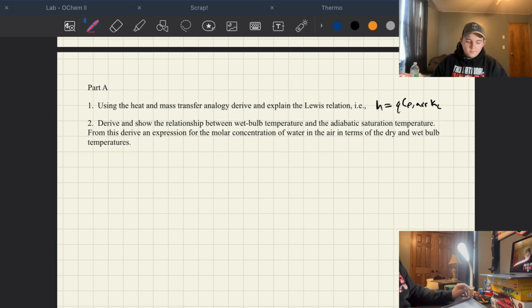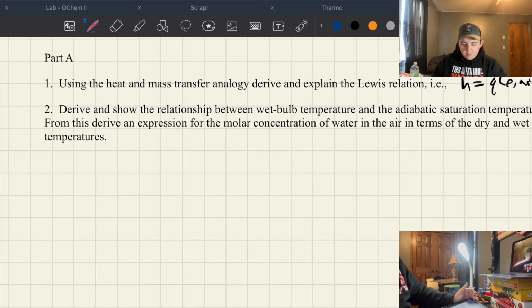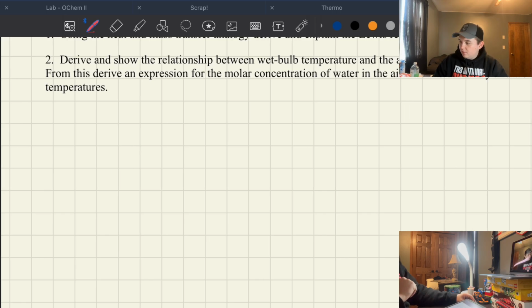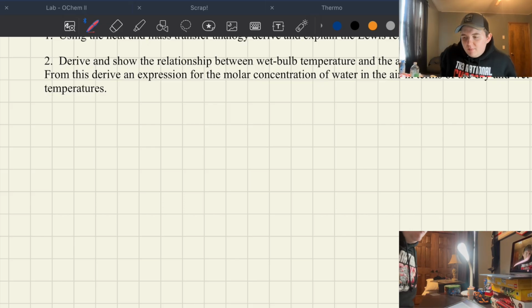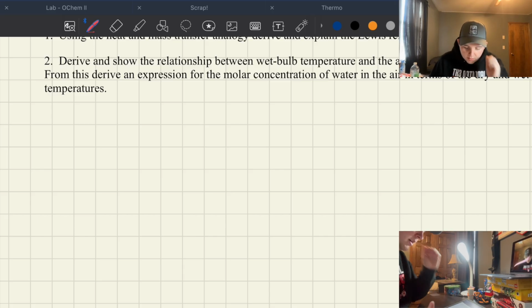Okay, so first, in order to relate these expressions, we need our mass and heat transfer terms. So we're going to start with our Sherwood, Schmidt, Nusselt, and Prandtl numbers. Let's write those down. There we go. So we're going to start.